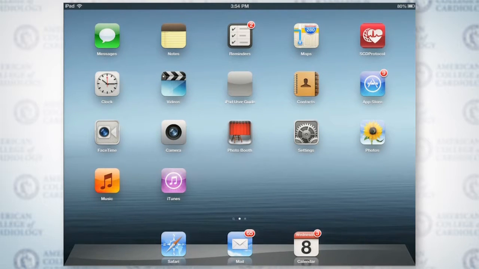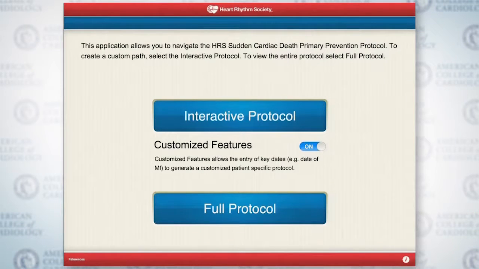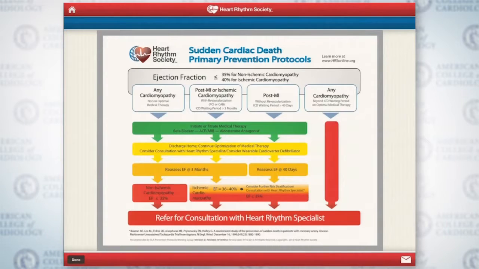So shown here is an iPad 3, and we've downloaded an app from iTunes which has the HRS logo, which is shown here. And if you have launched that app, which you had downloaded, which is free by the way, it shows the screen here, and I'm going to show you the full protocol, which is an overview of this tool.